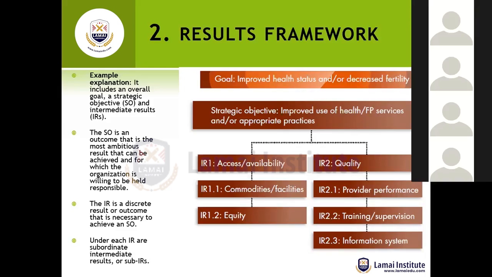And under each intermediate result, you can have subordinate or sub intermediate results as expected. So you can have either of those results. That's basically what we refer to when we talk about the results framework.